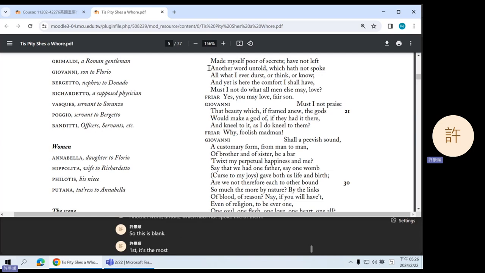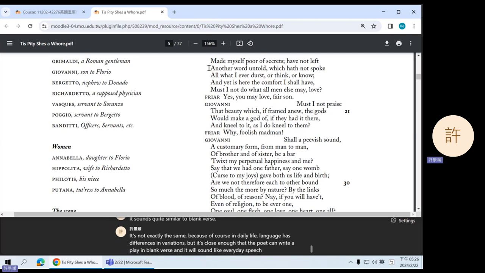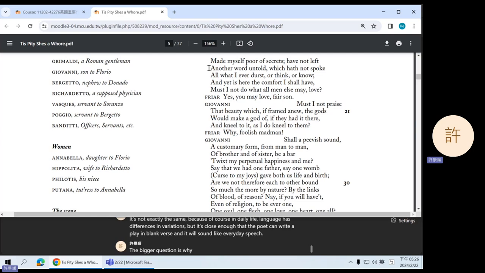It's the most popular and common kind of English poetry. Because if you listen to somebody speaking English, you'll realize that many people speak using blank verse or something similar. Listen to me talk. When I am speaking English, it sounds quite similar to blank verse. It's not exactly the same because, of course, in daily life, language has differences and variations. But it's close enough that the poet can write a play in blank verse and it will sound like everyday speech. The bigger question is, why does it have to be poetry?